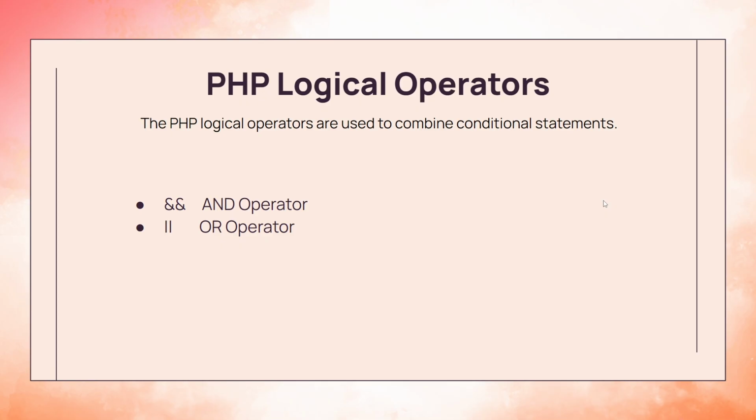The next type of operator we have is PHP logical operators. The PHP logical operators are used to combine conditional statements. I will teach you this concept using practical. But first of all, here you can see that these two operators are logical operators, and the first one is called the AND operator and the second one is called the OR operator. Let me show you through practical.